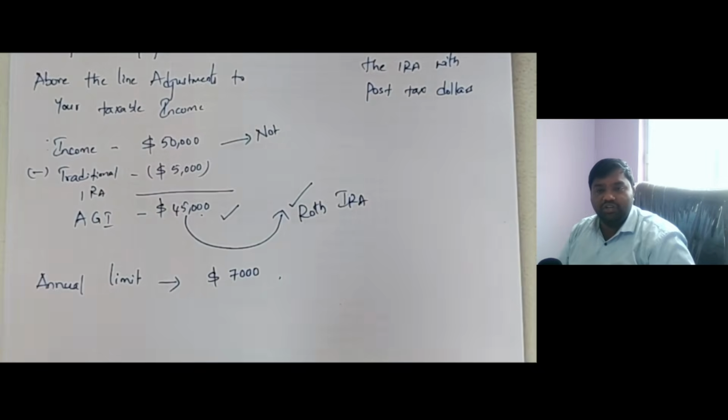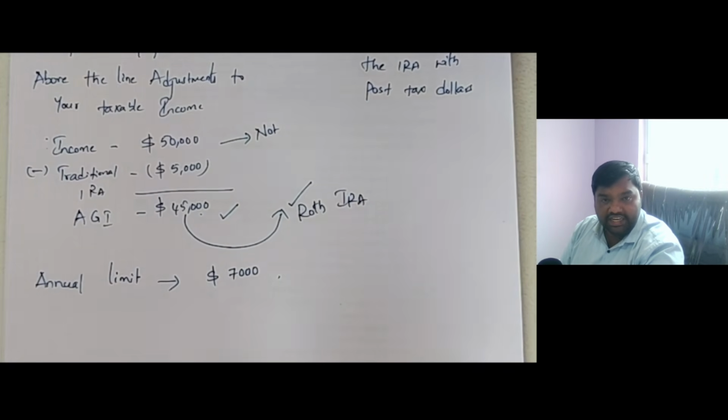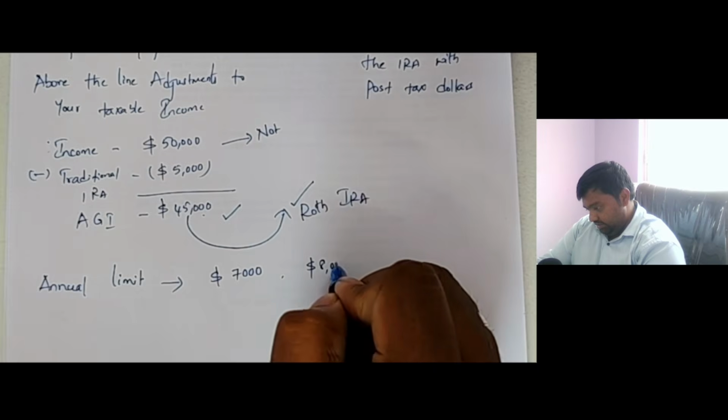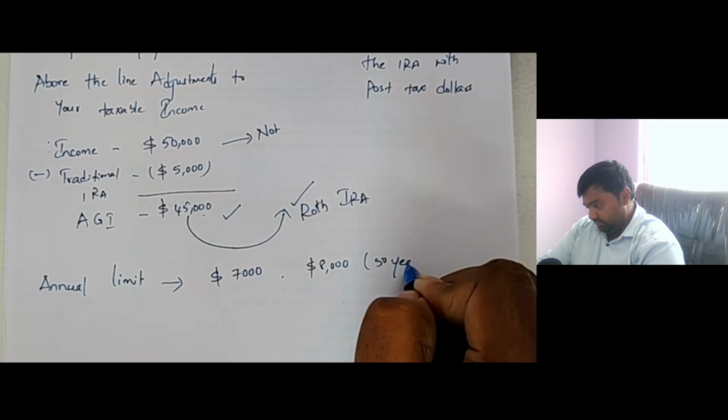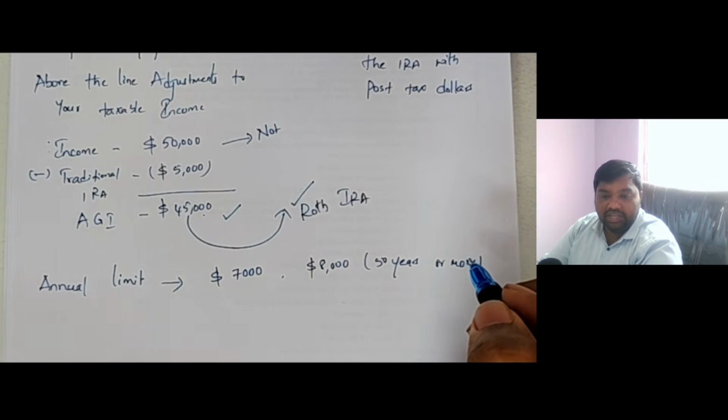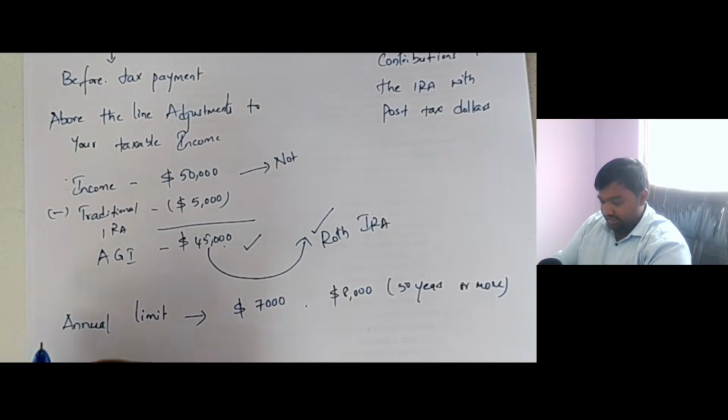Now, regarding the IRA limit, it extends to $8,000 if you are 50 years or more. This is the annual limit, remember that. Now we will go and discuss traditional IRA in detail.